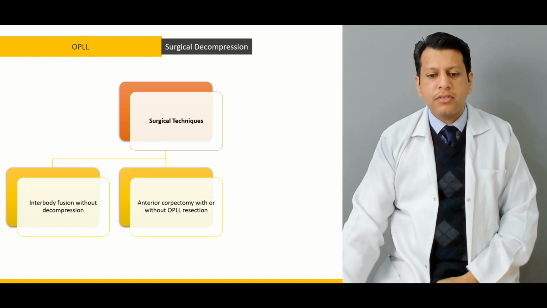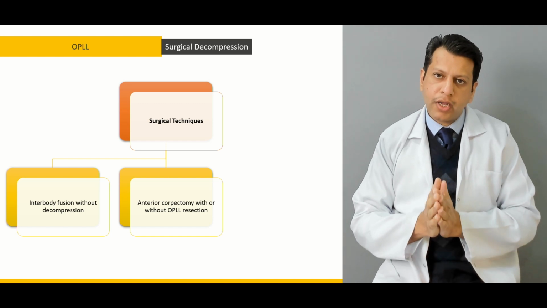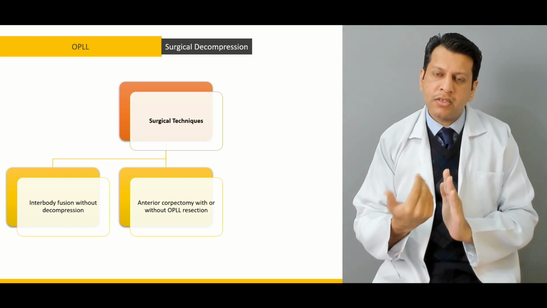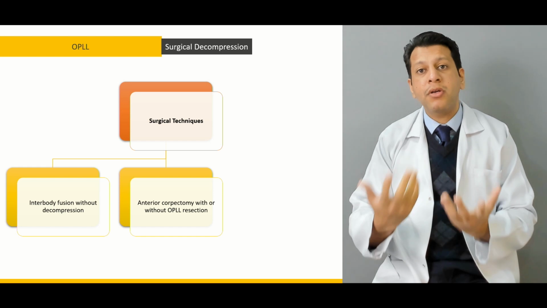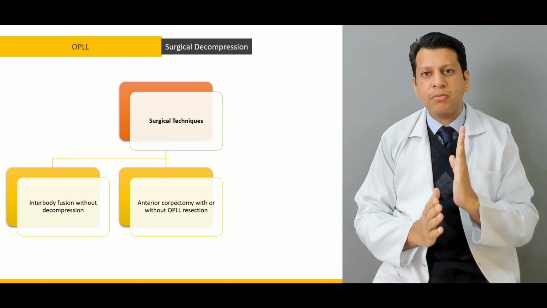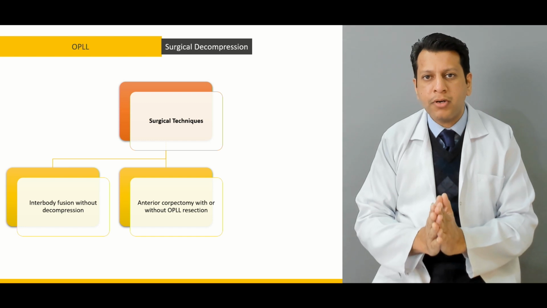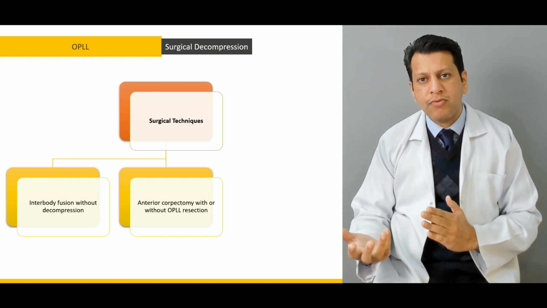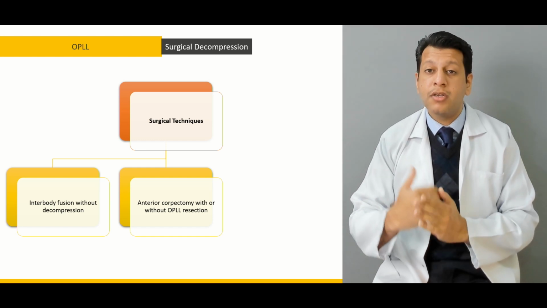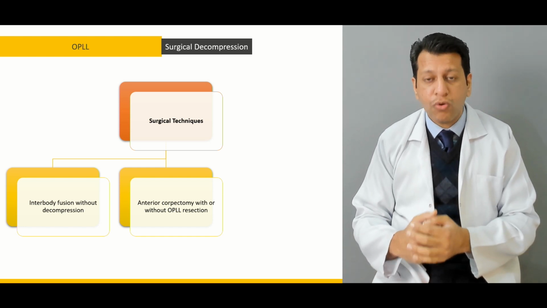The other option is to go for anterior corpectomy with or without OPLL resection. What is important here is that when we remove the OPLL, we are decompressing. Sometimes the decompression may not be required as well. So you go in anteriorly and do the corpectomy so that the motion is reduced. There's fusion of the vertebra, and therefore the space available sometimes becomes so much that you don't need to resect the OPLL. But sometimes, if there is some compression, we can go for decompression by removal of the OPLL.